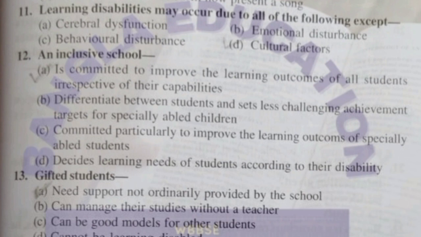Next question 12. An inclusive school: A. Is committed to improve the learning outcomes of all students irrespective of their capabilities. B. Differentiates between students and sets less challenging achievement targets for specially able children. C. Is committed particularly to improve the learning outcomes of specially able students. D. Decides learning needs of students according to their disability. So the correct answer is A, is committed to improve the learning outcomes of all students irrespective of their capabilities.